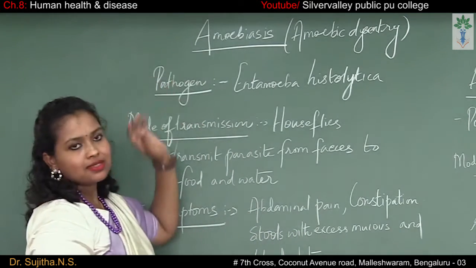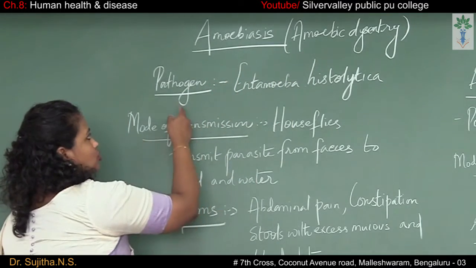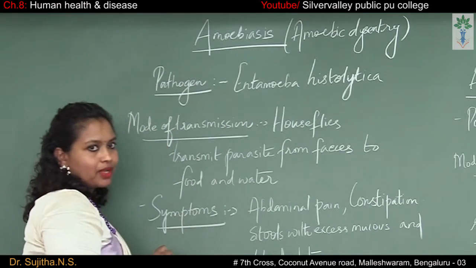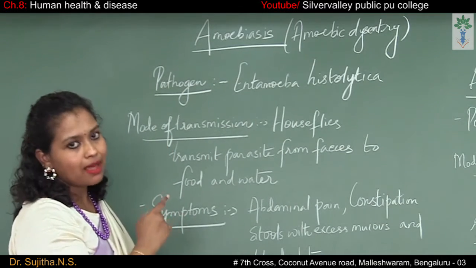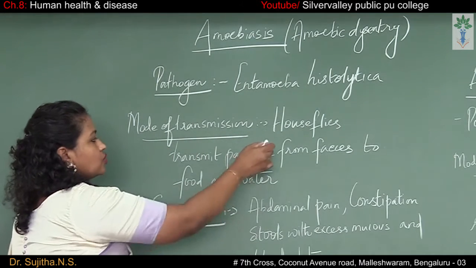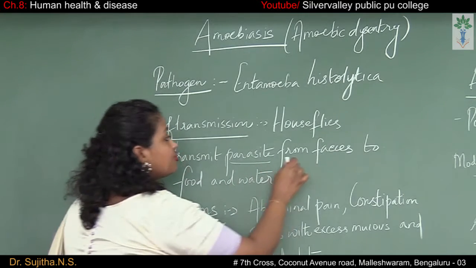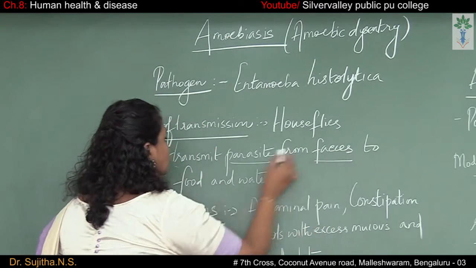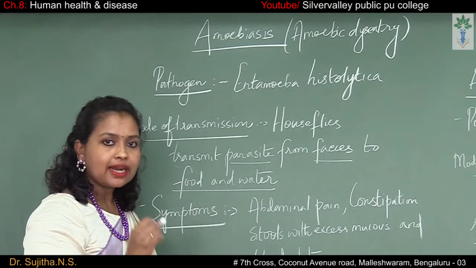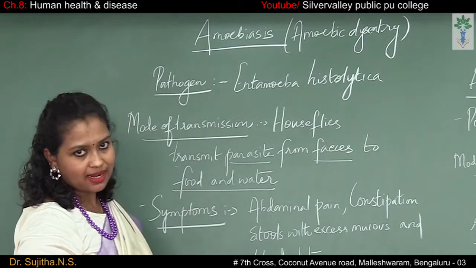The second protozoan disease which we are going to study is amoebiasis. Amoebiasis is also called amoebic dysentery. The pathogen which causes this amoebiasis is Entamoeba histolytica. So, this is a protozoa which causes the amoebiasis. The mode of transmission is houseflies. Houseflies transmit this parasite from the feces, that is the excreta, to the food and the water.